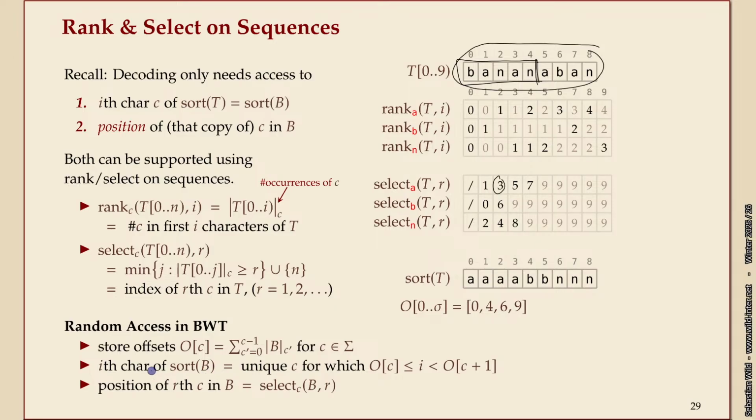We can use those to build the two operations to decode the BWT from just these rank and select operations. The second one is particularly easy. If you want the rth occurrence of a character C, that's exactly a select query. And if you want the first part, where the ith occurrence of a certain character appears in the sorted version of the BWT, that's almost a rank query, but you have to offset it with all the characters that come before you in the alphabet.